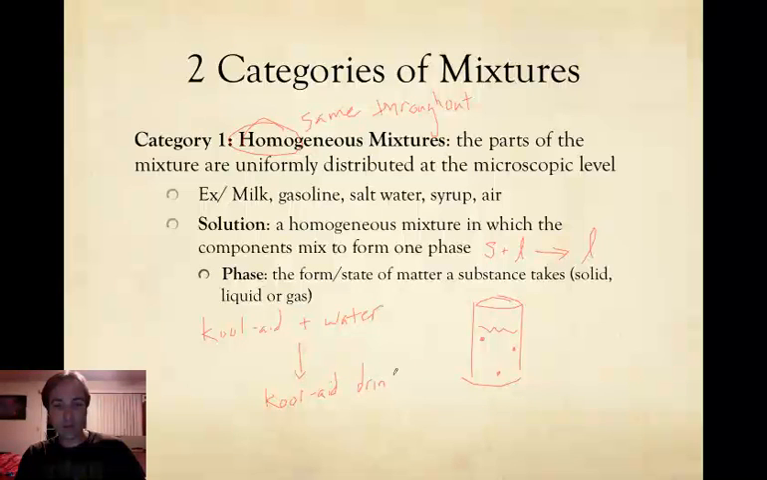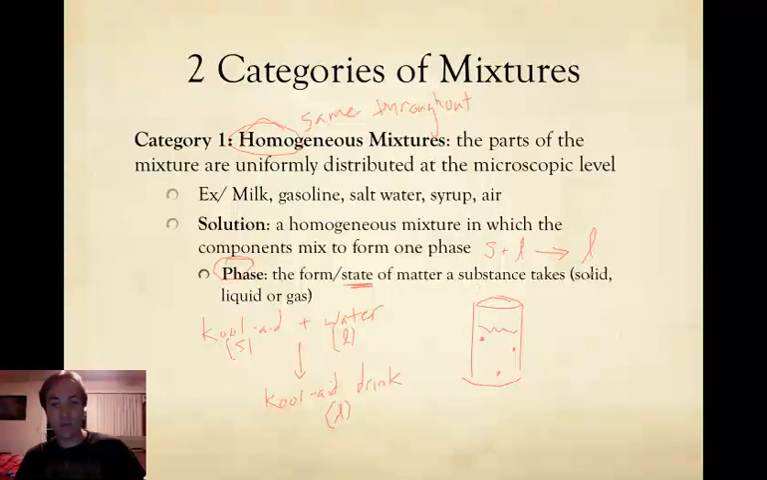It's liquid. So what we've done is we've taken a solid and we've taken a liquid and we've combined them to create a solution that we call Kool-Aid. And even though we combine a solid and a liquid, when we're all said and done, it's all in one phase. And phase is simply just the state of matter that it takes on once a substance is there. So in this case, it would be a liquid.